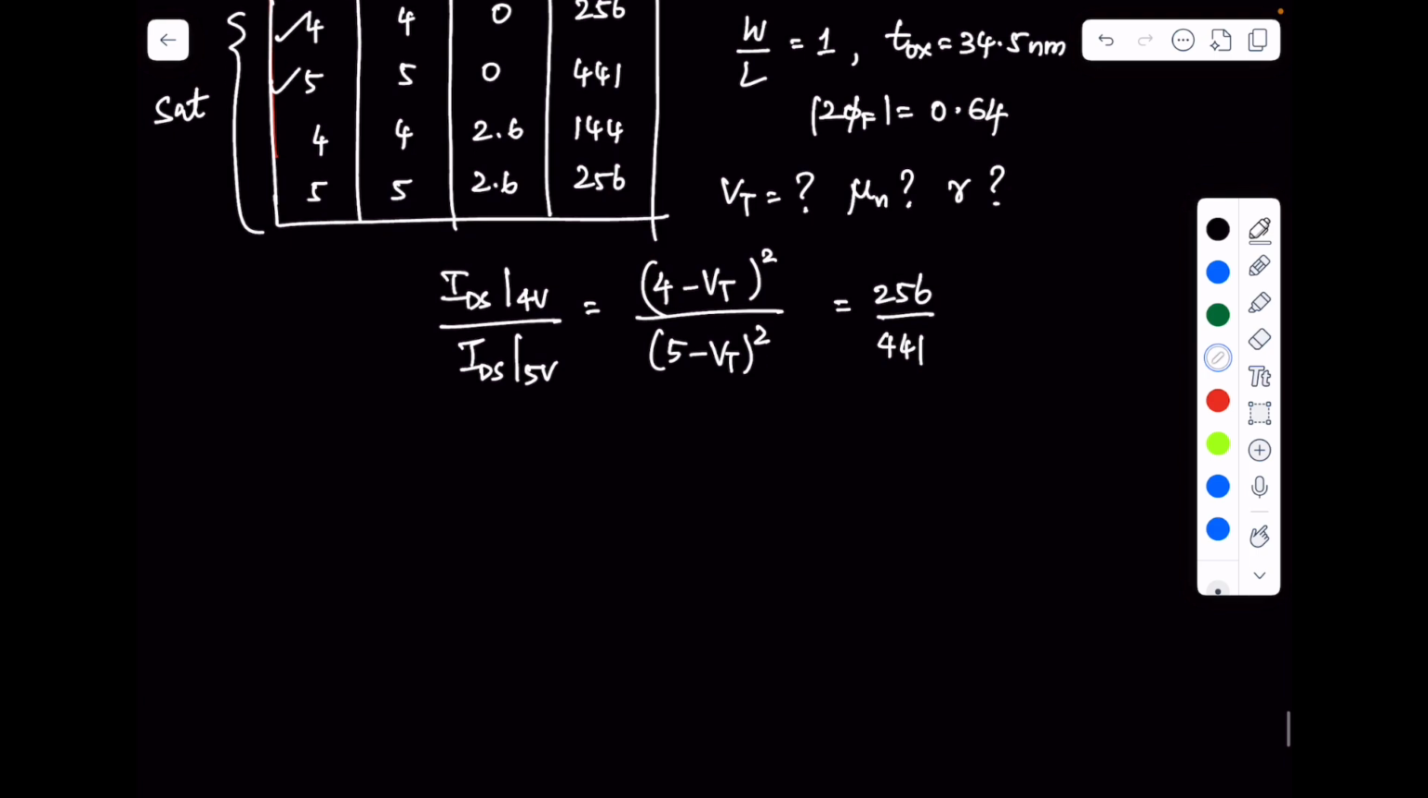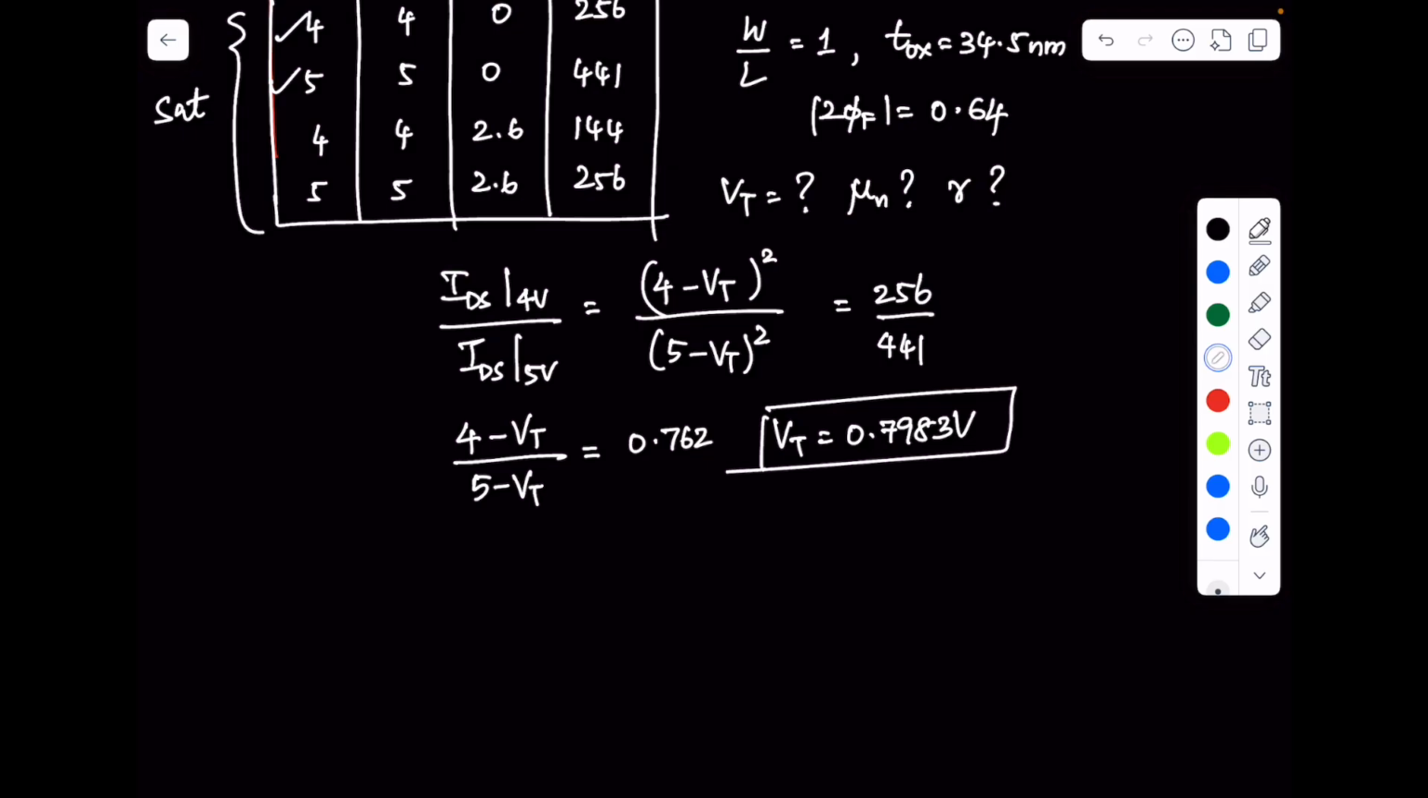In other words, take the square root on both sides. 4 minus Vt by 5 minus Vt should be 0.762. In other words, your Vt is 0.7983 volts. So that's the Vt of the device.